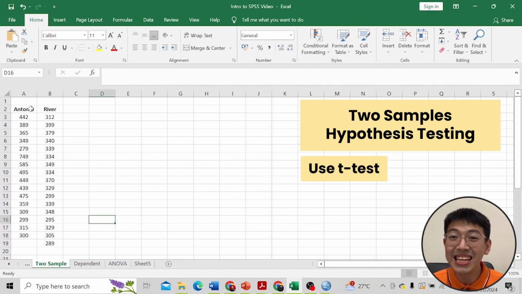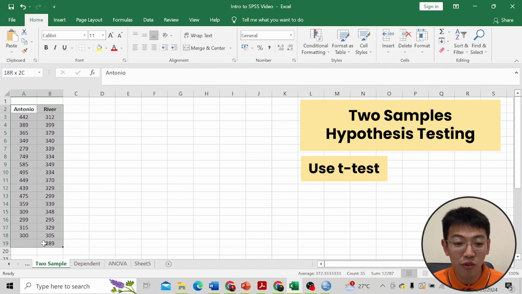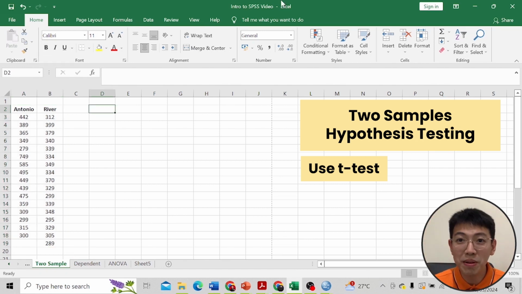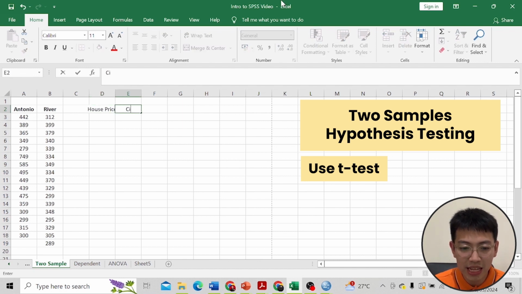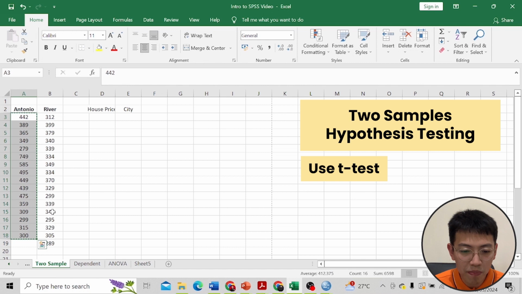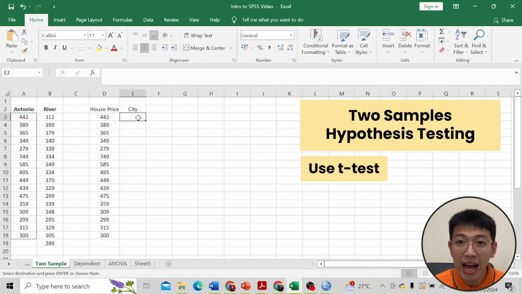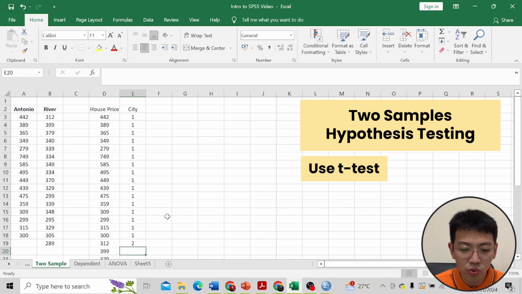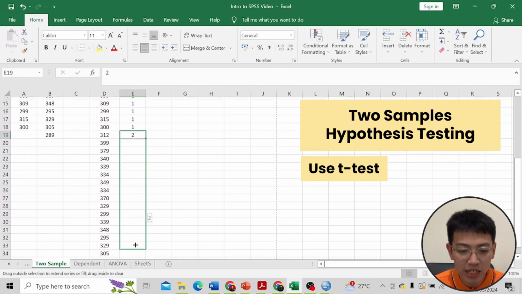To conduct a t-test in SPSS, we cannot use this kind of table form. However, we have to put each variable into one column. For example, the names of the variables will be house price and city. So for Antonio, I will copy it first here. The city, I symbolize with 1. So 1 is Antonio. And then I copy the house price in River City and code it with 2. So 2 is River City.